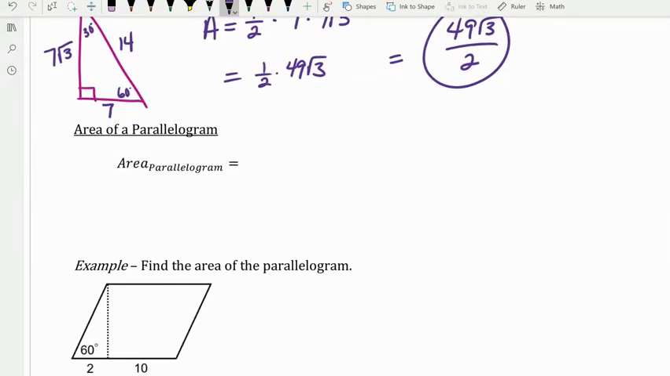Okay. All right, so area of just a parallelogram. We've talked about a rectangle and a square, which are both parallelograms, and how their area is just the base times height. Same exact thing for a parallelogram. It is always base times height. Again, the catch, like with the triangle, is that your base and your height have to be perpendicular to each other.